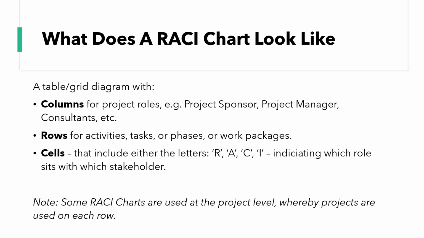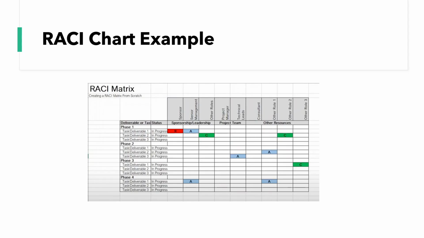Rows typically include the activities or tasks. They could be phases or they could be work packages. The cells typically include the letters R, A, C, and I, and that indicates which role sits with each stakeholder. And just also note that some RACI charts are used at the project level, whereby projects are used on each row instead of activities, tasks, or phases. So that's just perhaps one way to visualize it.